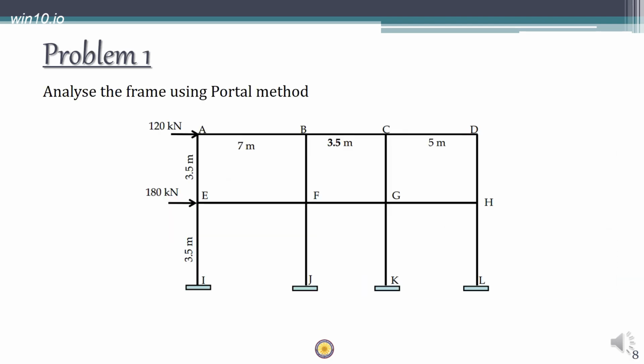Now let's see a problem to explain the portal method. Here we have a frame with 2 stories and 3 bays: 1, 2, 3. It is important to note that the loads are acting only at the joints. It is 120 at the top joint and 180 at the mid joint.